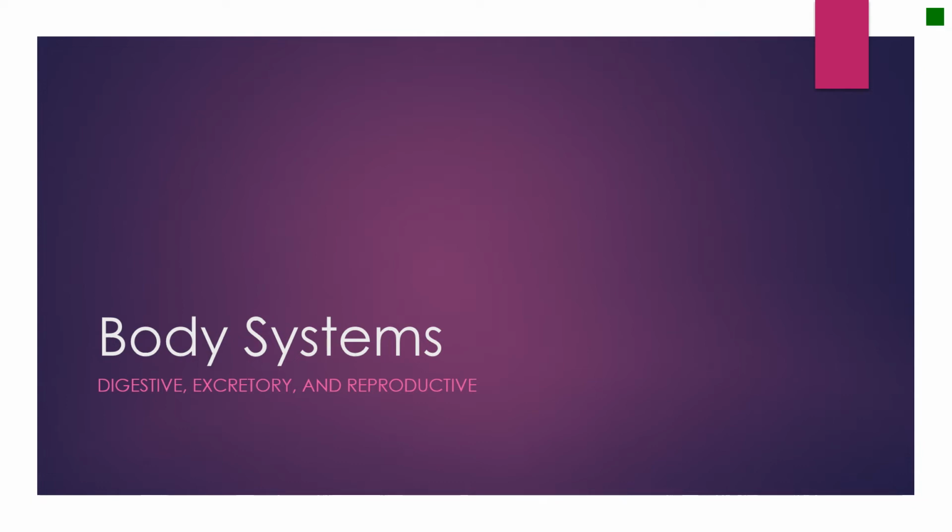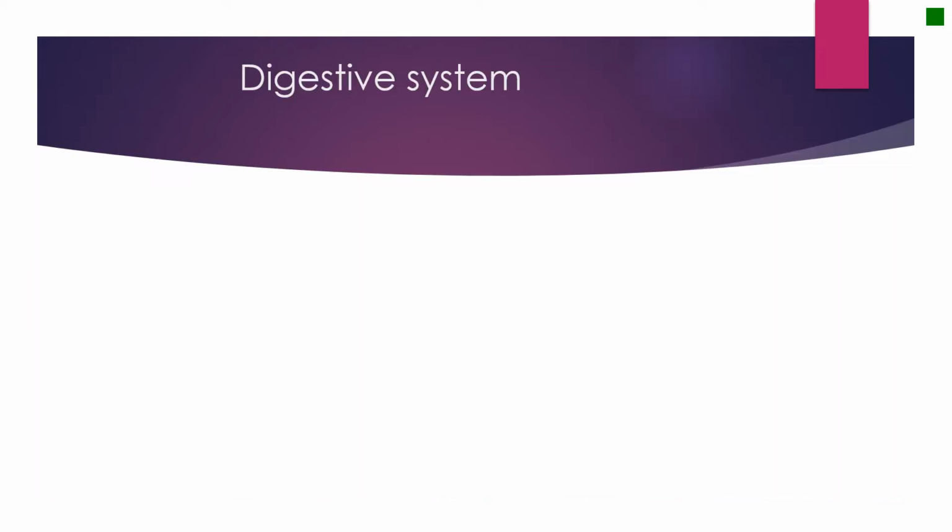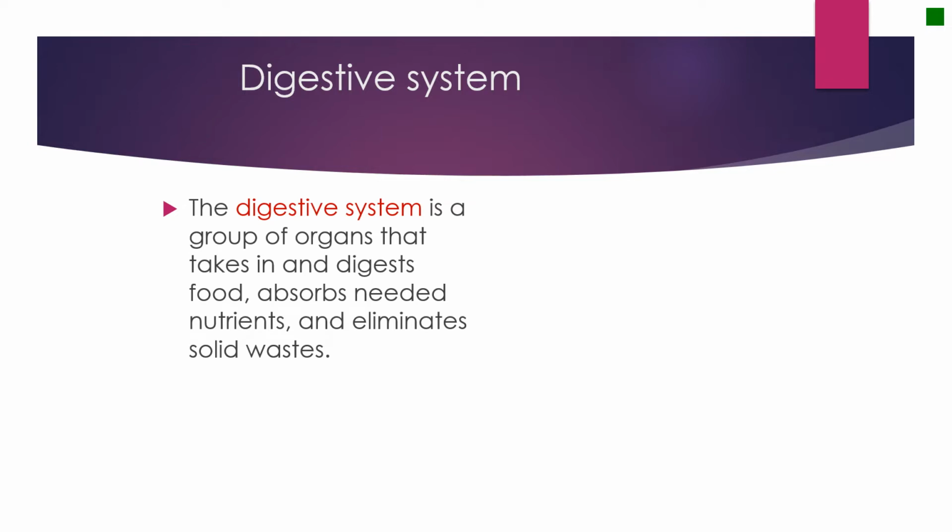Continuing with our investigation of body systems, this is going to be about digestive, excretory, and reproductive. Your favorite, I'm sure. All right, the digestive system. The digestive system is a group of organs that takes in and digests food, absorbs needed nutrients, and eliminates solid waste.